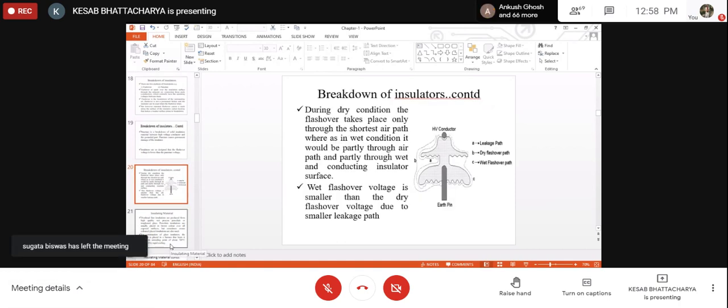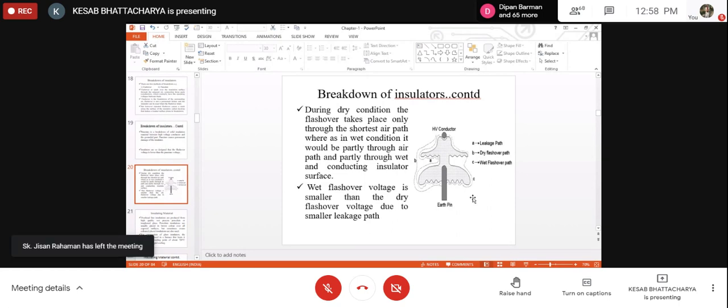Now again, there is another diagram in connection with the pin type of insulator. It is showing that normally, the flashover voltage during rain, in other words, when the surface of the insulator is wet, under that condition, the flashover voltage is lower than when the surface is not wet, or in other words, the surface is dry.